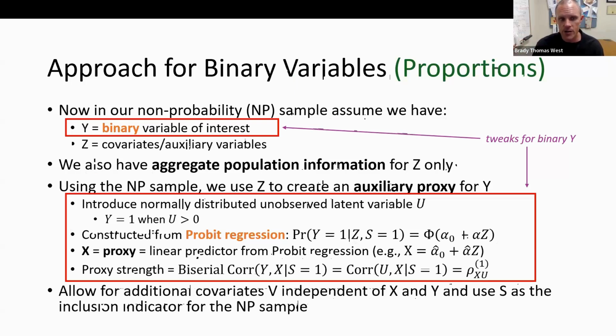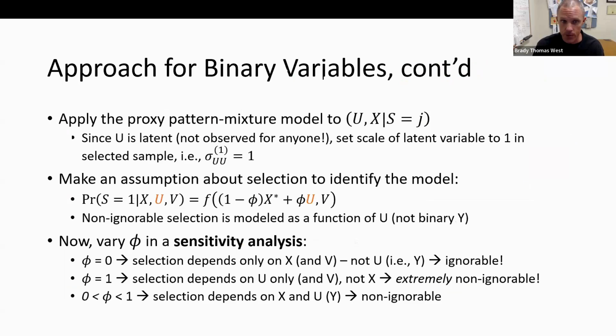Part of the evaluation of the effectiveness of these measures of bias is this proxy strength. So how correlated is that proxy variable with the actual binary outcome? And we use what's called a biserial correlation to gauge the strength of that auxiliary predictor as a correlate of our binary variable of interest. And the general methodology allows for other covariates that are independent of X and Y to figure into the selection process. And again, we're using S as an indicator for being selected for the non-probability sample.